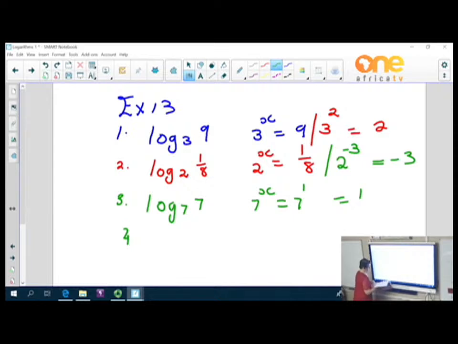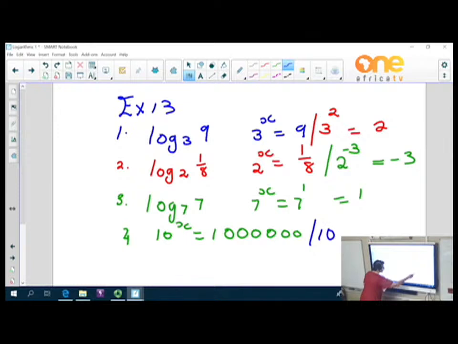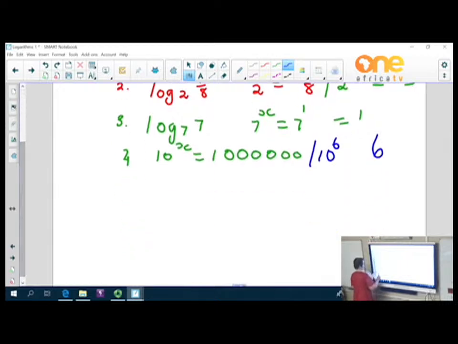Number 4. So that one will be 10 to the power of what is equal to 1 million. If I change a million to the same base, then it is 10 to the power of 6. So x is going to be 6. Number 5. 5 to the power of what is 0. That one is invalid. It has no meaning, so we can just say invalid.